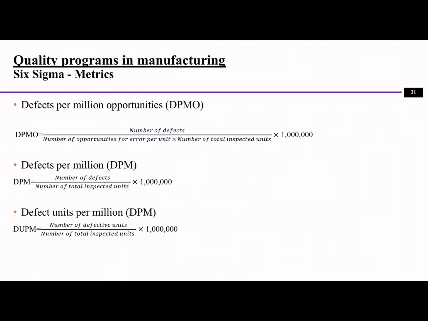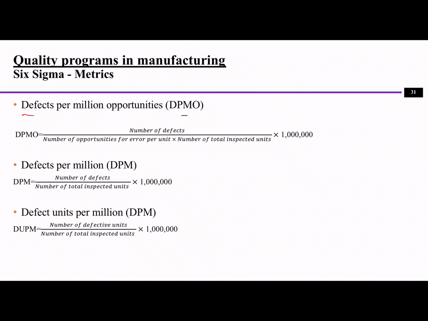All right, the metrics. How do we measure sigmas, right? How do we measure which sigma you have achieved? So there are different metrics. Today we're going to look at 3 major metrics. One is defects per million opportunity. One is defects per million, and defects units per million. What does it mean? Defects per million opportunity means number of defects divided by how many opportunities you can make for all these products.